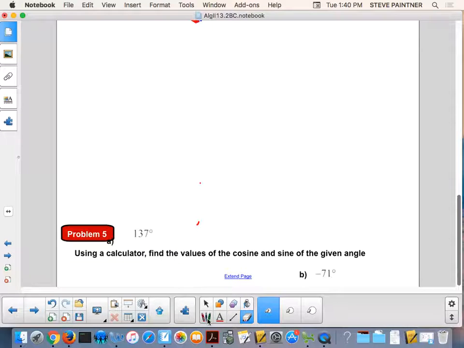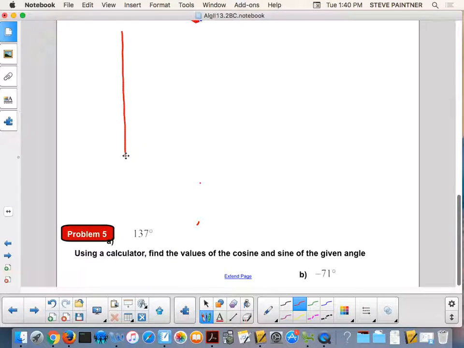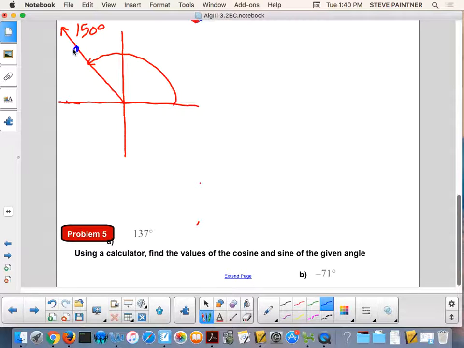What was the number? 150? Okay. So hopefully you got 150 like that. Drew it straight down to the x-axis, back to the origin, back to the point. X-axis, origin, back to the point. Right triangle there. I need to know your numbers. Somebody tell me this number right here. What is that angle?